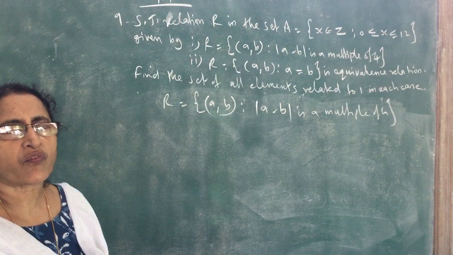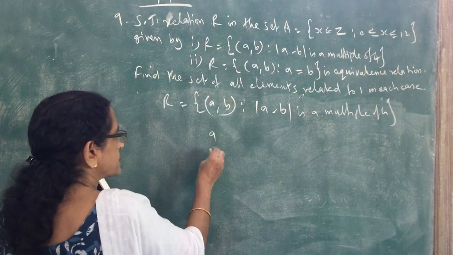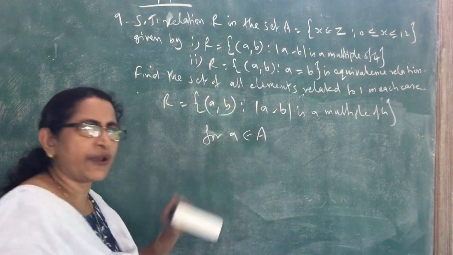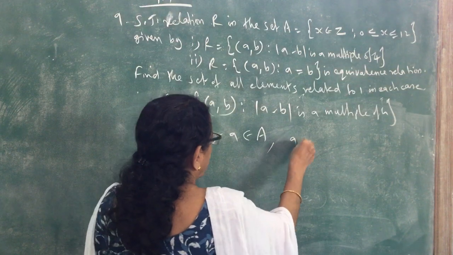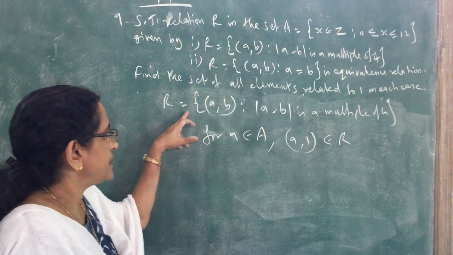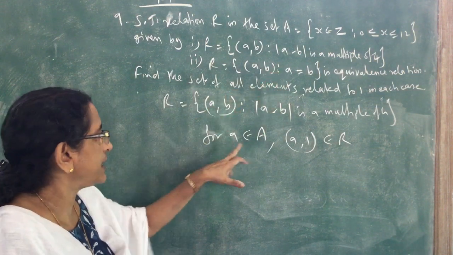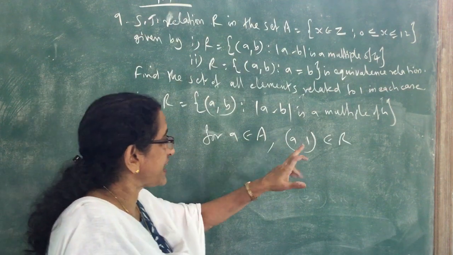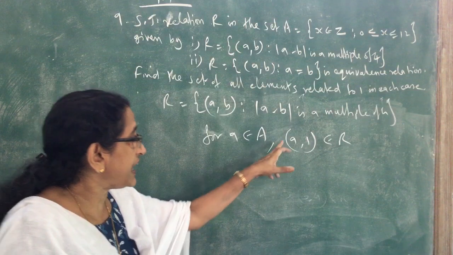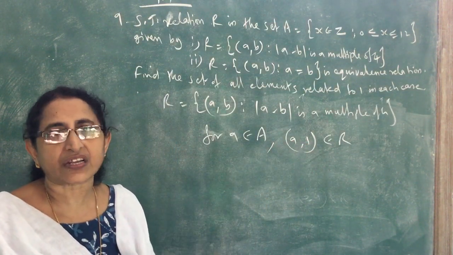See, when do you say an element is related to 1? Suppose for a belongs to A, the ordered pair (a, 1) belongs to R. This relation means that a is related to 1. So suppose (a, 1) belongs to R, and then we will find what the values of a are.